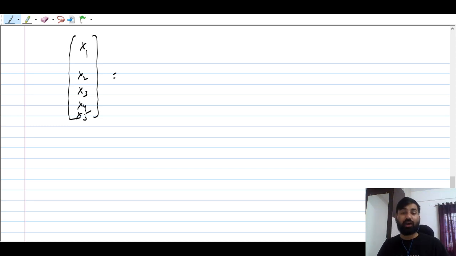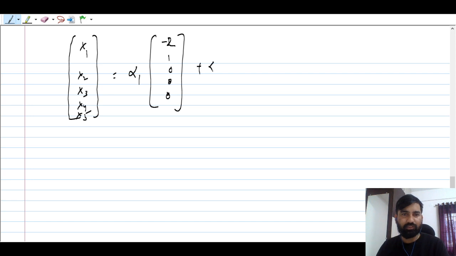Why am I writing directly and not explaining the intermediate step? Because the topic I'm going to talk about is the basis, not how to compute, how to solve the system of linear equations here. But you have to solve the system of linear equations and get this form. So you will see alpha 1 times 1, minus 2, 1, 0, 0, 0 plus alpha 2 times.